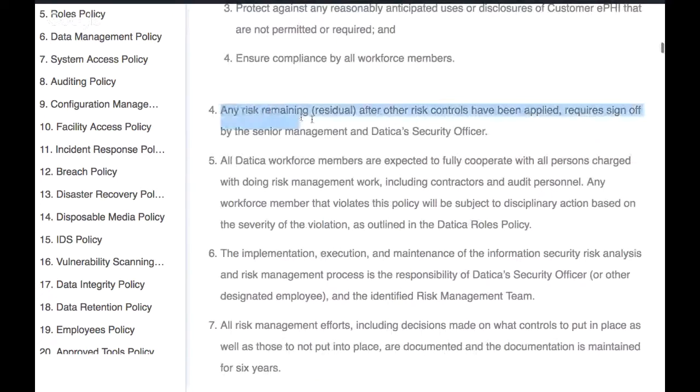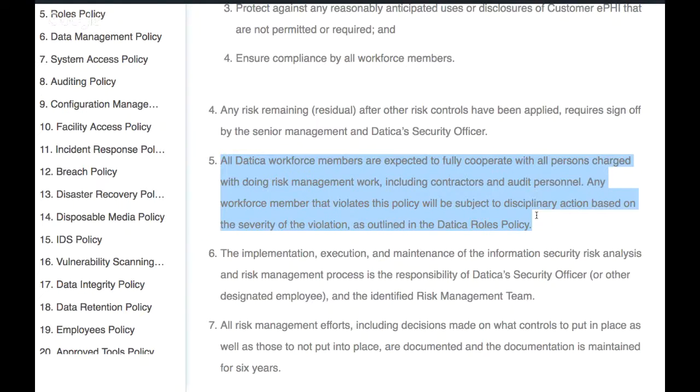Any risk remaining after other risk controls have been applied requires sign-off by the senior management and Datica security officer. All Datica workforce members are expected to fully cooperate with all persons charged with doing risk management work, including contractors and audit personnel. Any workforce member that violates this policy will be subject to disciplinary action based on the severity of the violation as outlined in the Datica roles policy.